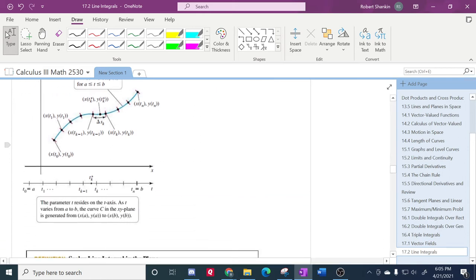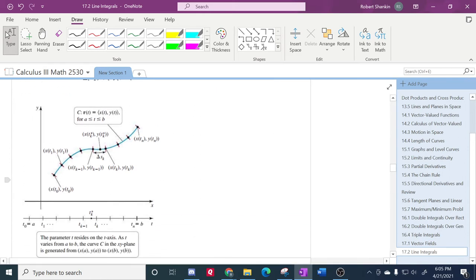So it says, now here's your delta S sub k's. Now remember, the S was for arc length, so we're multiplying by the length of these arcs. The parameter t resides on the t-axis, but t is kind of independent of all this. There's x and y axis, but t, although it's parameterizing things, it doesn't directly show up on the picture.